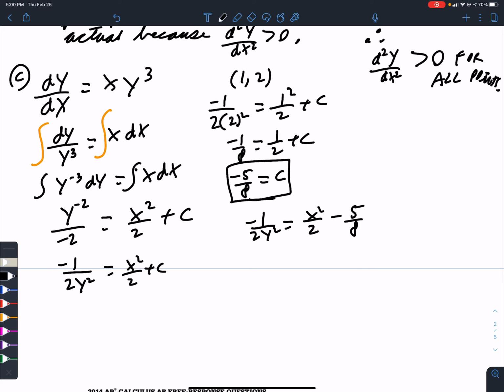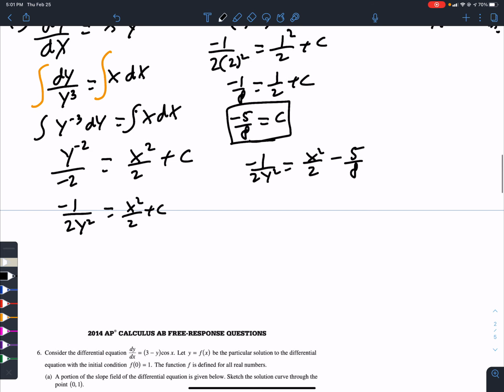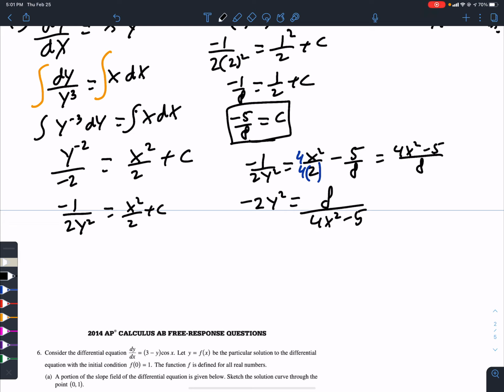Now there's a few ways you can solve for y. My desire is to flip this upside down to get the y on top because I'm trying to solve for y. But I can't flip this unless I rewrite that with a common denominator. So this will be 4 with the 4 there. Now we get 4x squared minus 5 over 8 because we got a common denominator. I'm going to take the reciprocal of both sides. So I'm going to flip this side. I'm going to get negative 2y squared. If I flip the other side, I'm going to get 8 over 4x squared minus 5.